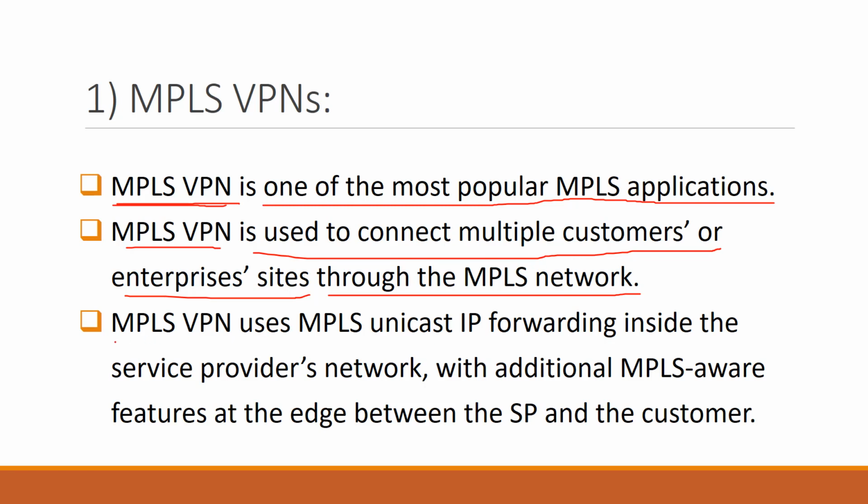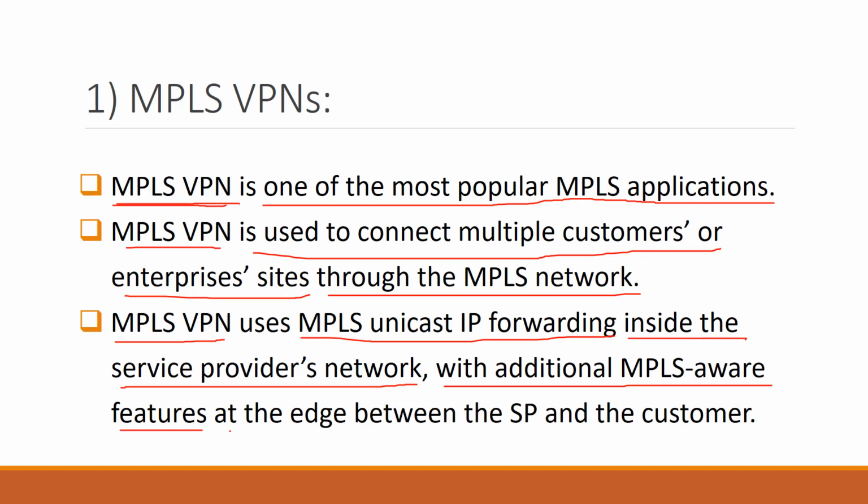So to understand MPLS VPN, you must have a good background about MPLS unicast IP forwarding. Why? Because MPLS VPN uses this MPLS unicast IP forwarding inside the service provider's network, with additional MPLS-aware features at the edge between the service provider and the customer. Meaning at the edge means the provider edges.